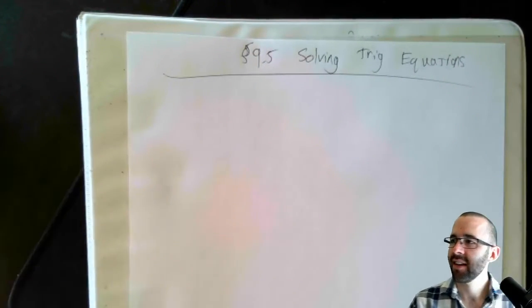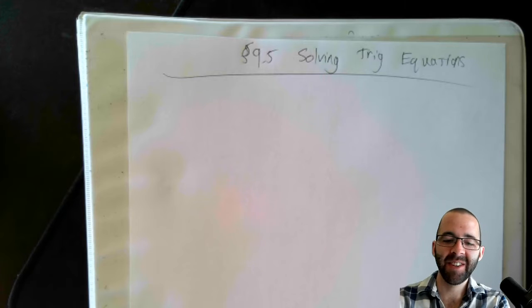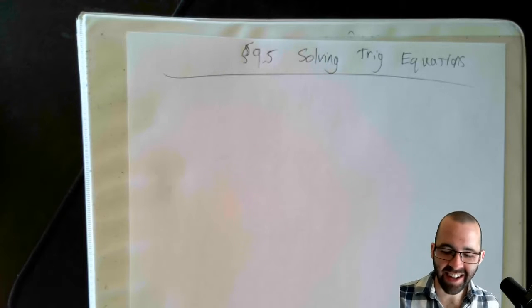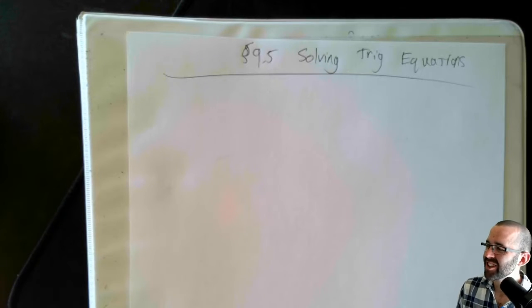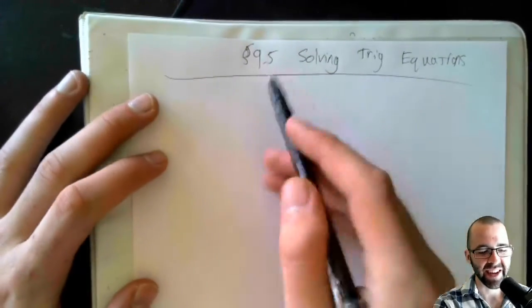All right? Hey, Alex. Alex accidentally showed up to the college algebra stream, but he knew everything. He was like, this is easy. It was funny.